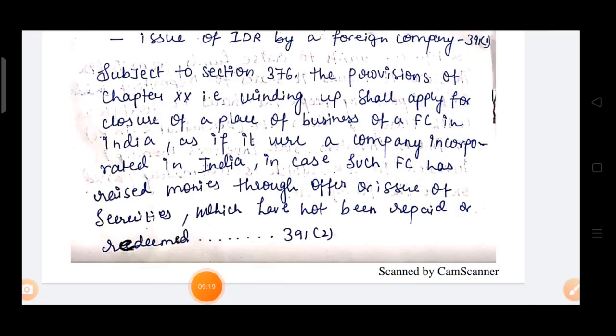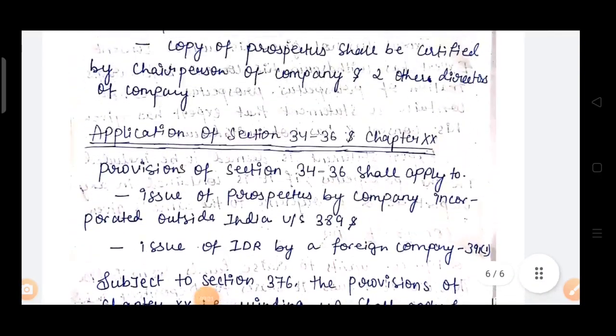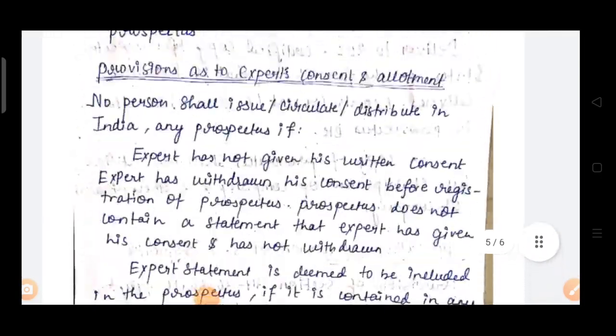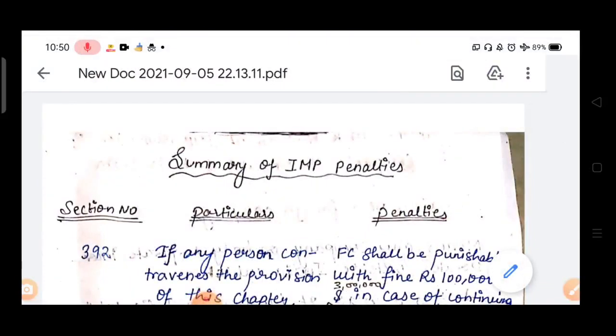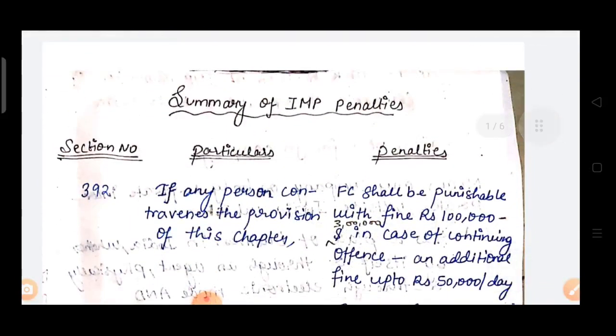So this completes a super fast revision of this chapter, companies incorporated outside India. Hope this was useful for you all. So kindly prepare the next chapter. The next chapter we will do is NCLT, NCLAT. So kindly study that chapter at least once, so that it will be useful for you.